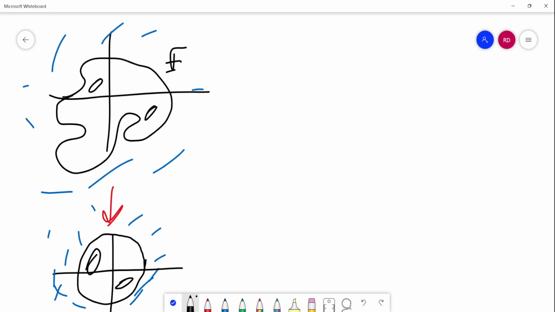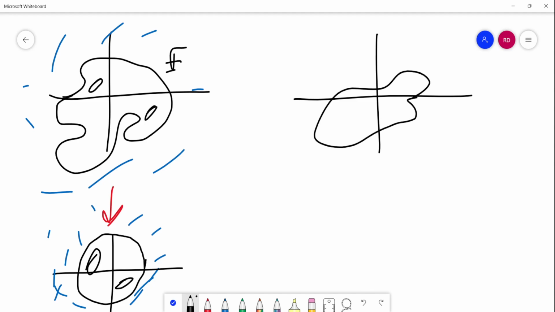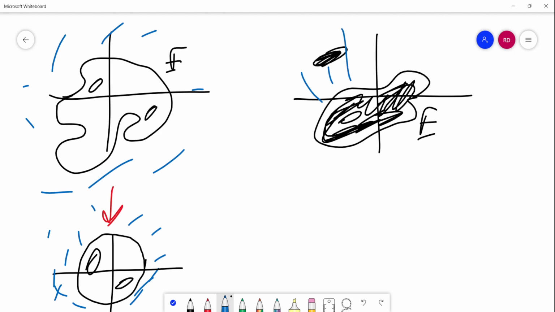But the outer part has no holes in it, so it just fills in outside the unit circle. As opposed to, say, if we did something like this, where all the shaded black part is E. In this case, omega, the outside, is not simply connected because it does have a hole in it. So it wouldn't work for that kind of problem. So we're going to focus on the ones where the exterior is simply connected.